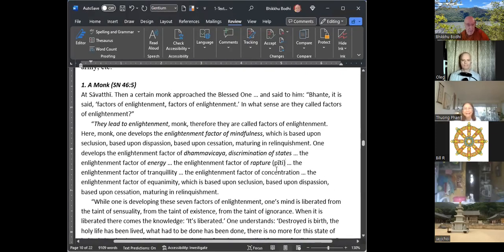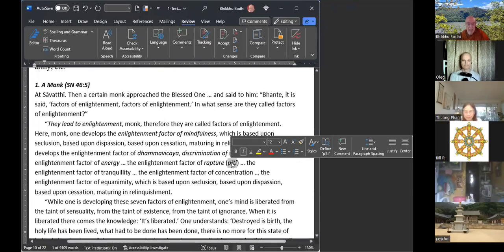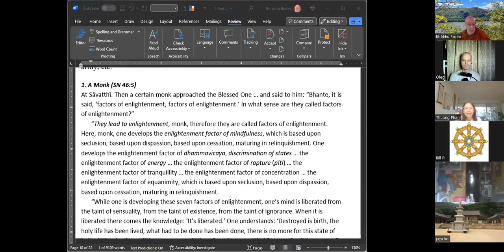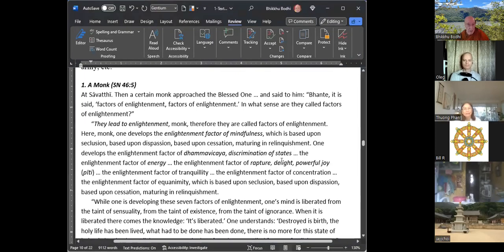And then we have the factor of piti. In Pali, the word is piti, which here is translated as rapture, maybe not such a good translation. We could also render piti as delight or joy, but powerful joy. And then the enlightenment factor of tranquility, and then concentration, and then equanimity.